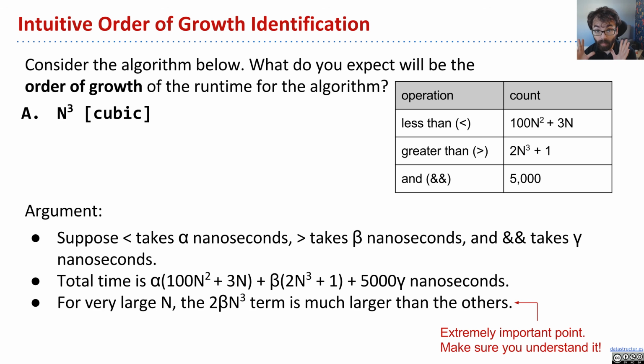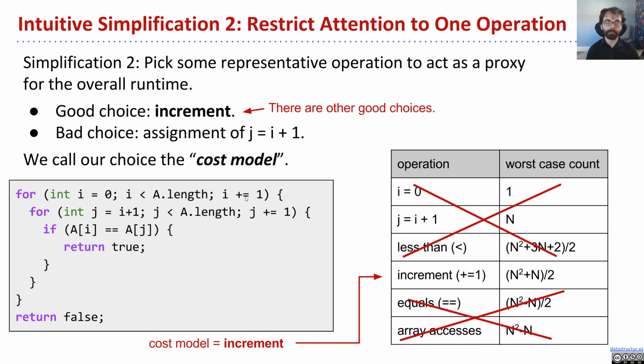Now, it does matter a lot that you understand why only the 2 beta n cubed term matters, so if you didn't get it, pause right now and just really think about it and make sure that makes sense before continuing on. So given that observation, there are 3 simplifications we'll make to our table.